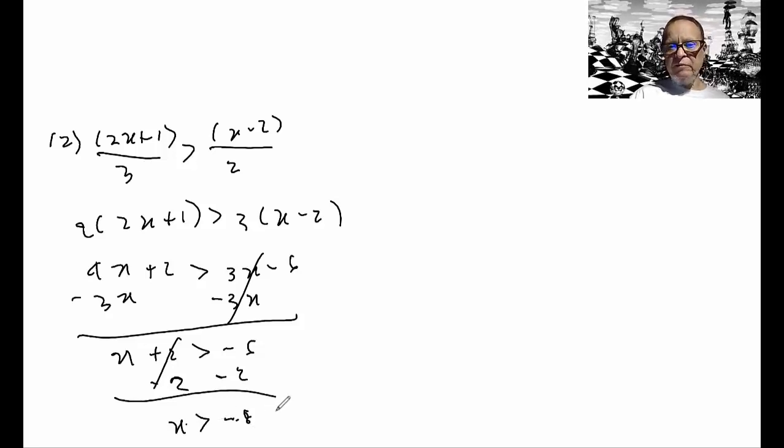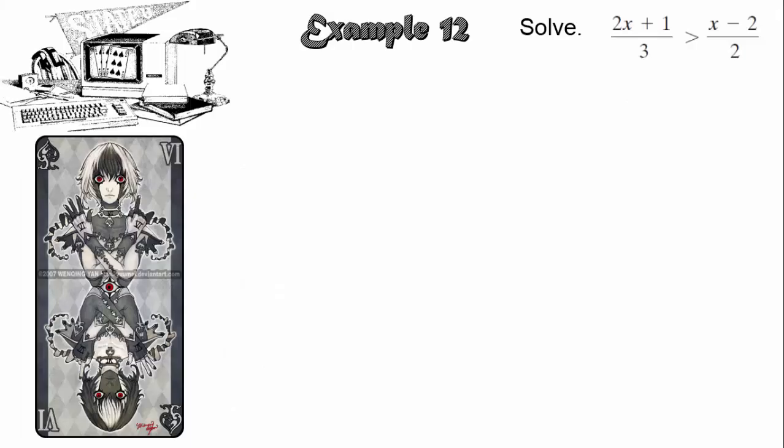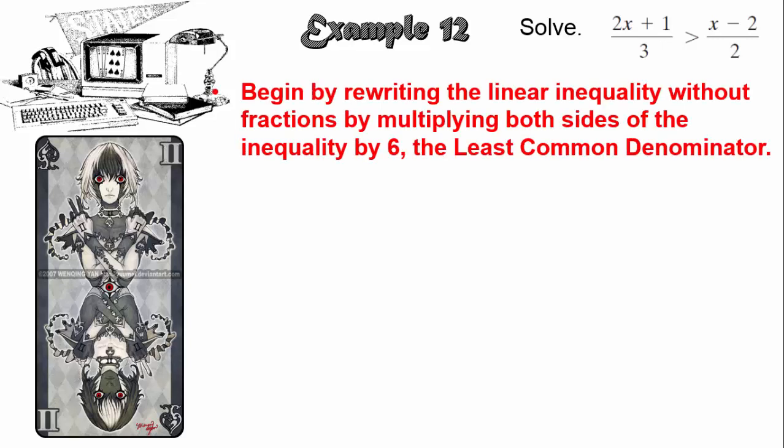Let us go back to the PowerPoint where I actually solved this instead of using the cross multiplication or ratio method. I used the lowest common denominator method on the PowerPoint. Reviewing what we just did on the whiteboard, I began by rewriting the linear inequality without fractions by multiplying both sides of the inequality by 6, the least common denominator. This means I cleared the fraction.